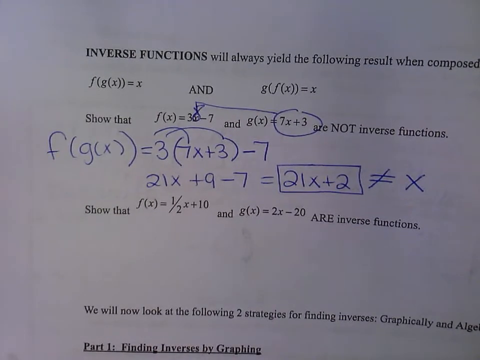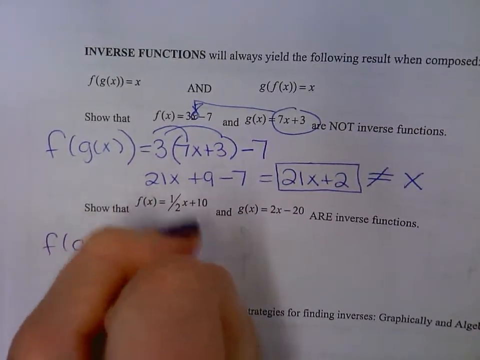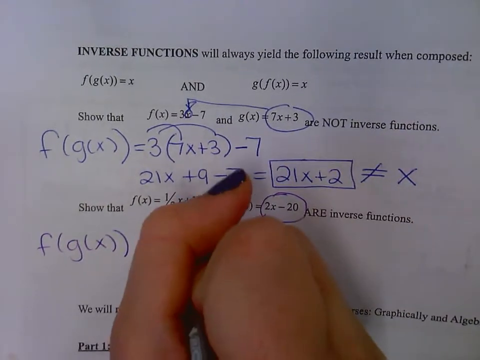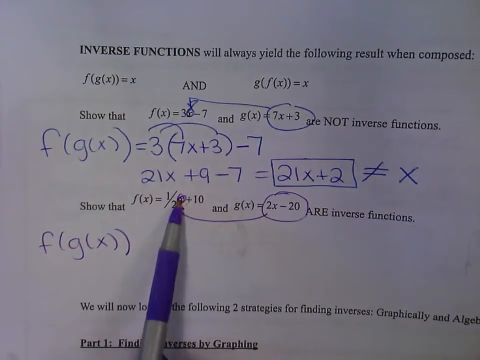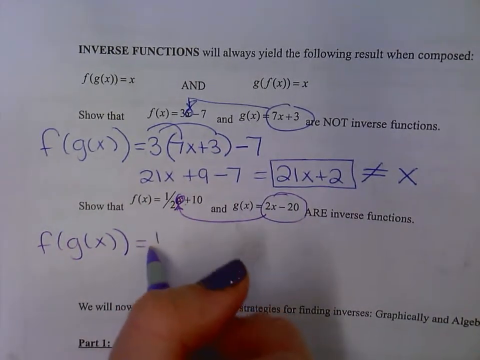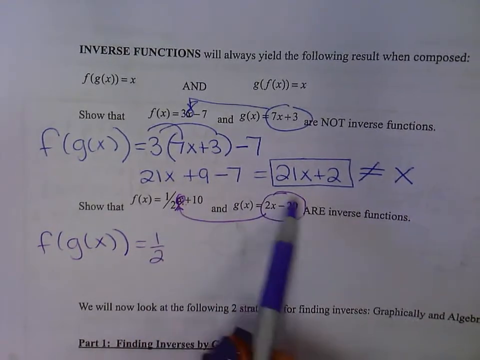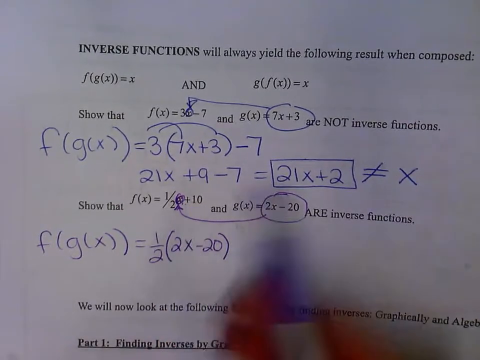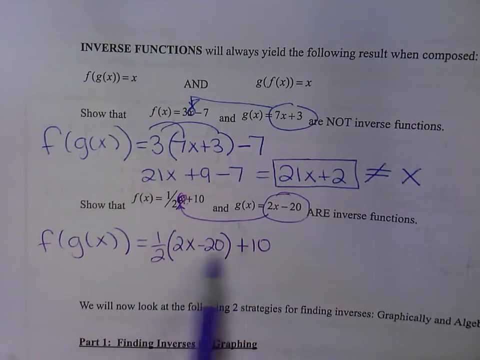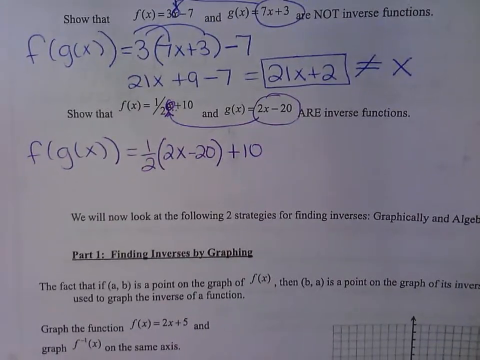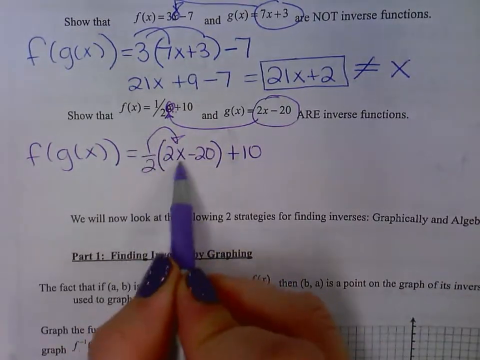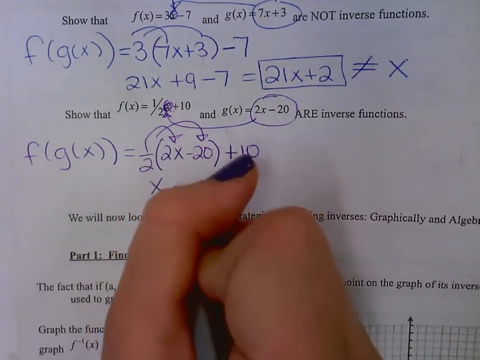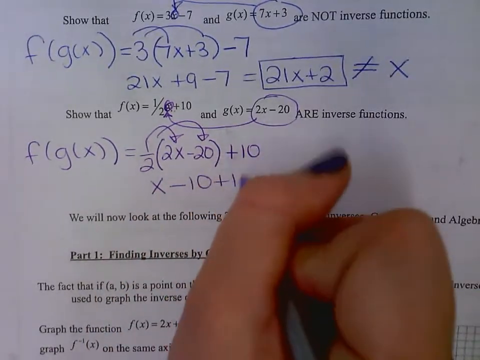So I'm going to do f of g first. Kind of the same direction. I'm going to take this guy over here, and I'm going to replace that x in the first problem. So I would have 1/2, I'm going to get rid of that x and plug this whole parenthesis in, 2x minus 20. And then this plus 10 was part of the original problem. I want to see if that stuff cancels out. And it looks like it does. This just gives me x. Half of negative 20 would be negative 10, and I'm adding 10. So see how that gives me x?